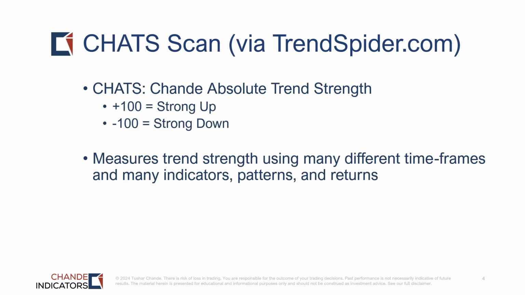We will begin by building a scan using the CHATS indicator and the TrendSpider.com tools. CHATS is the Chande absolute trend strength, which varies from plus 100 to minus 100, and it measures the trend strength using many different time frames, indicators, patterns, and returns.